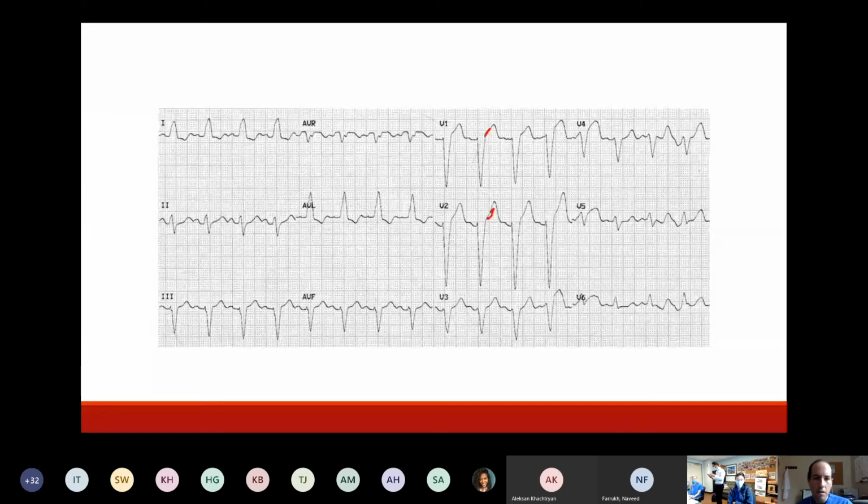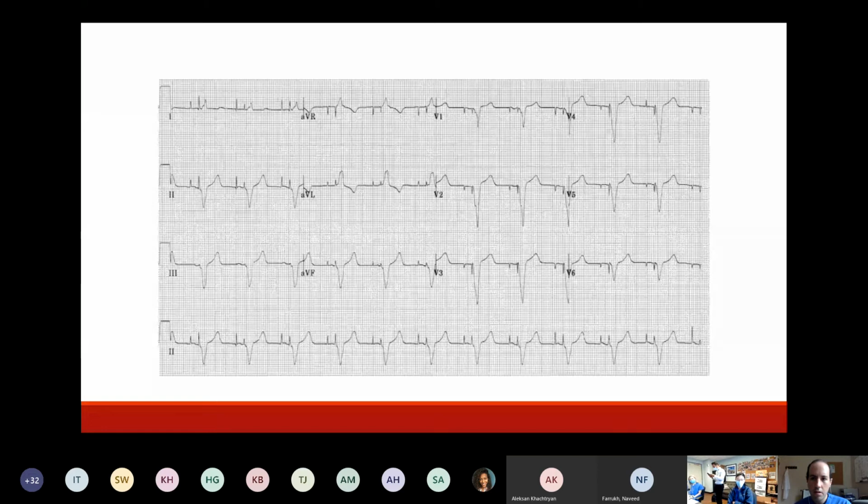And how about this? Any thoughts on this? So is this ST elevations here? Yeah, it is. But this person's paced. You see the pacer spikes. Pacer spikes act physiologically like a left bundle branch block.